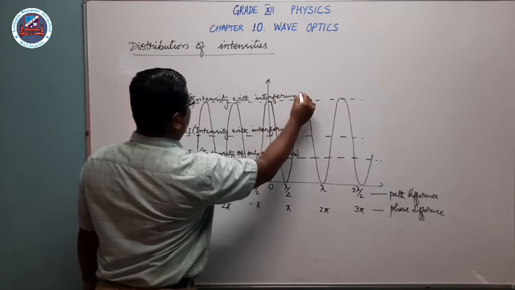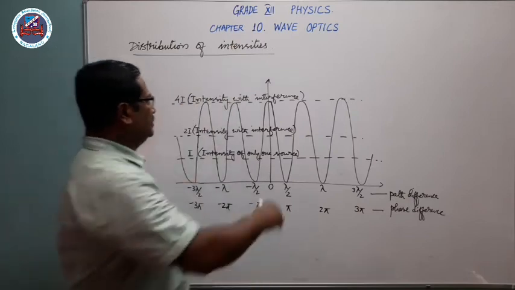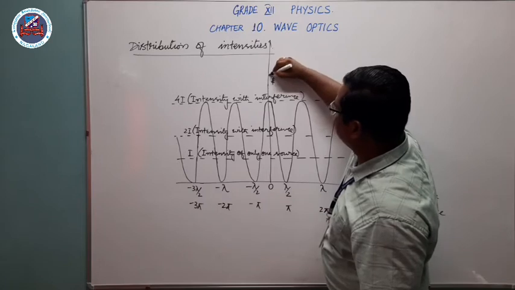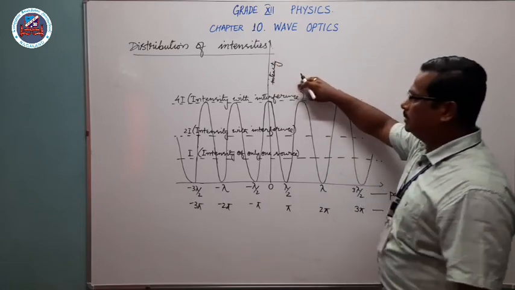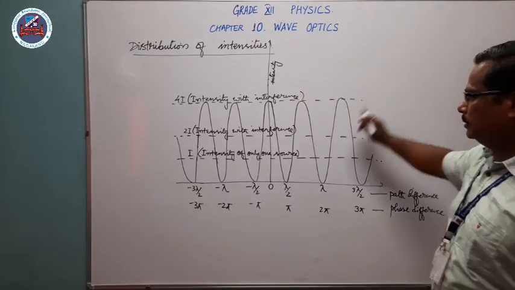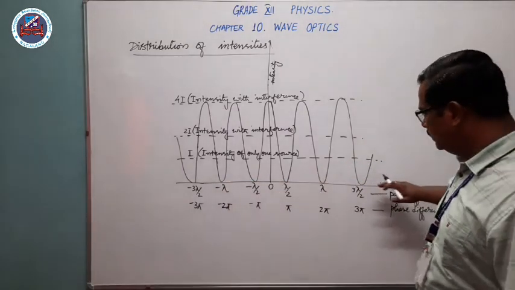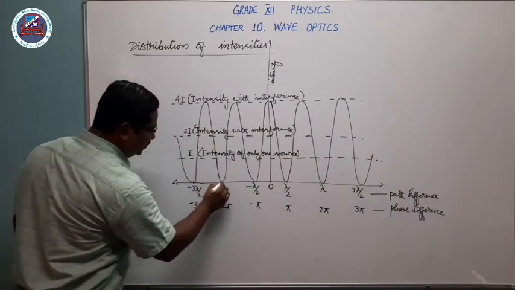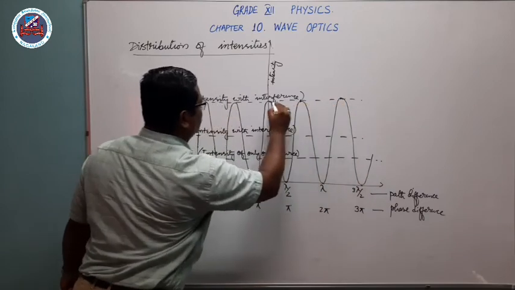So from here you can know that this y-axis represents intensity. This is for constructive interference. You get 4I for bright fringes, and 0 you get for destructive interference. At the middle, it will coincide with the x-axis. These are the points of destructive interference, and these are the points of constructive interference.